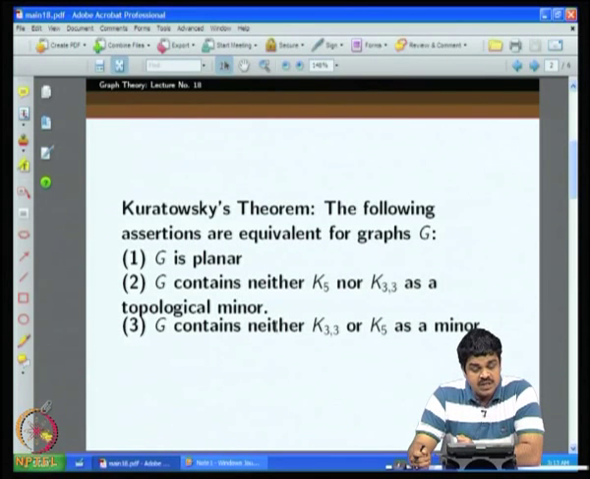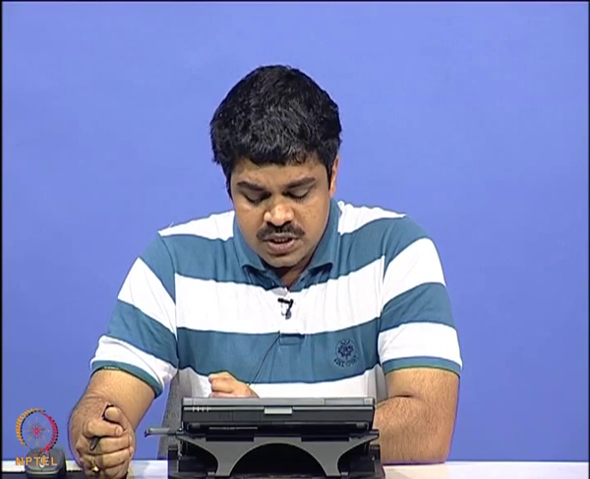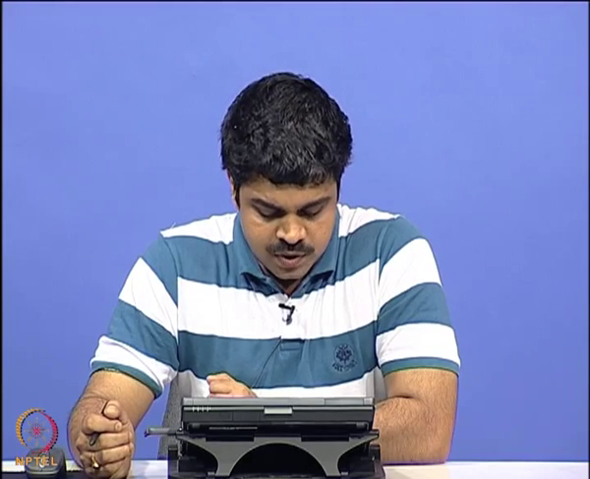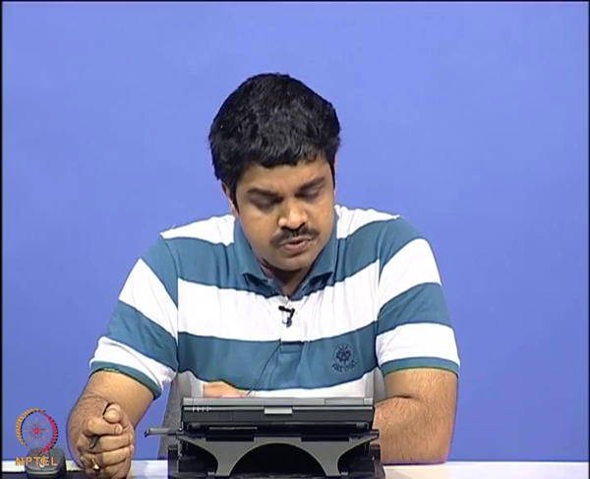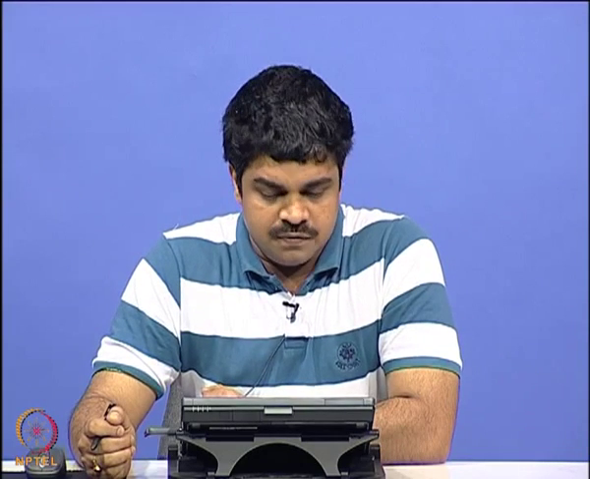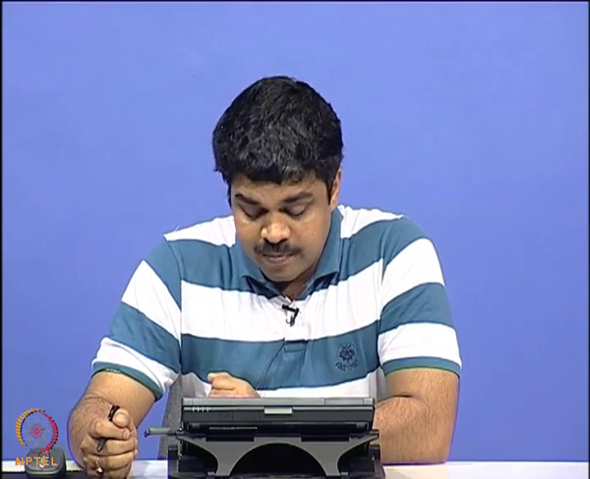So, if K3,3 comes as a minor, then K3,3 will be there as a topological minor also. On the other hand, if K5 comes as a minor, you may get either a K5 topological minor or a K3,3 topological minor. Therefore, it is enough to show that any graph without a K5 or K3,3 topological minor will be planar.